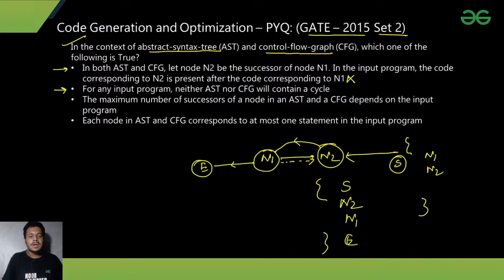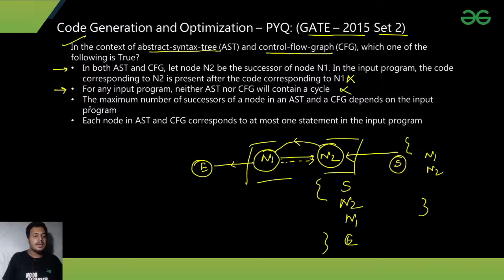Let's check the second statement. For any input program, neither AST nor CFG will contain a cycle. A cycle can obviously be there, right? Here we have also talked about some cycle. So a cycle is obviously possible, and this option is not the correct option.